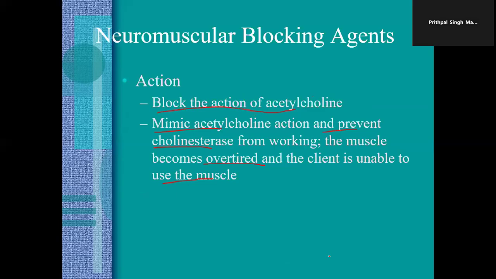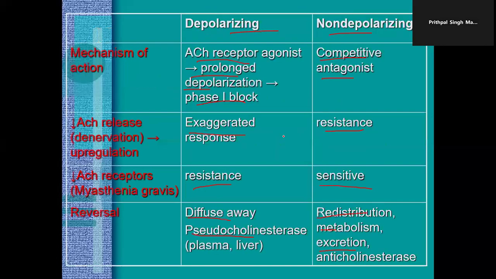Talking about the action, they could either block the action of acetylcholine, as I told you in the previous session, or they could mimic the action of acetylcholine, having some maximal intrinsic activity. The activity is prevented by the enzymes, which are not able to catalyze this particular drug, so the muscles become overtired and the muscle is not able to move.